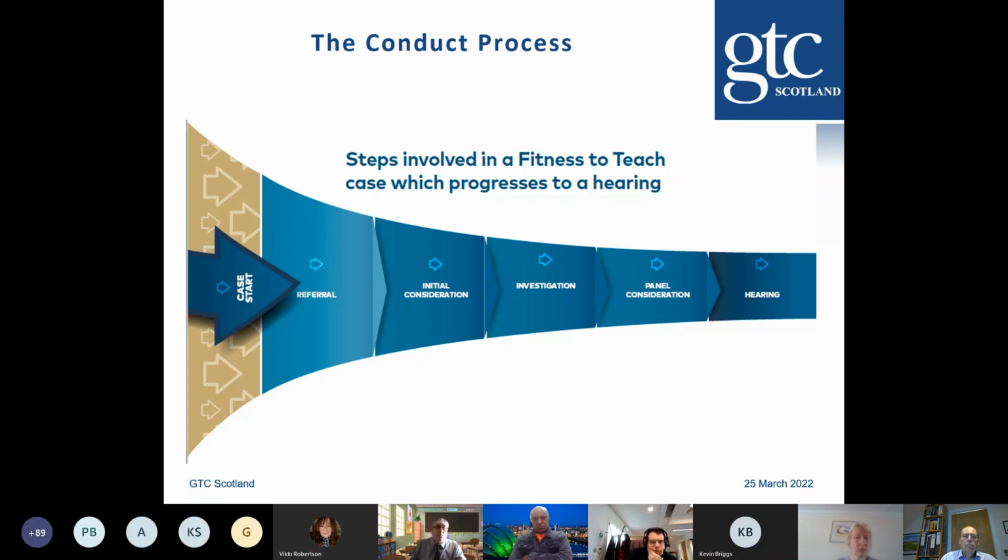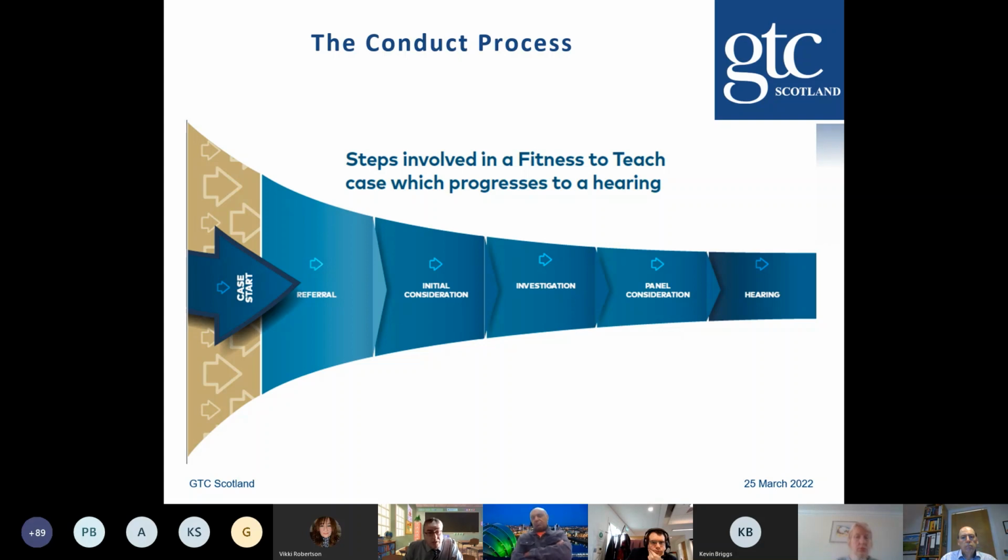So full hearing, which would be the final stage of our processes. And as I've just said, the case can reach that stage if the panel refers the case for a hearing, or if a consent order is issued but not accepted or signed by the teacher or lecturer. Now, the full hearing is the opportunity for the evidence to be openly tested in front of a GTC Scotland panel. A presenting officer would present the case for GTC Scotland.